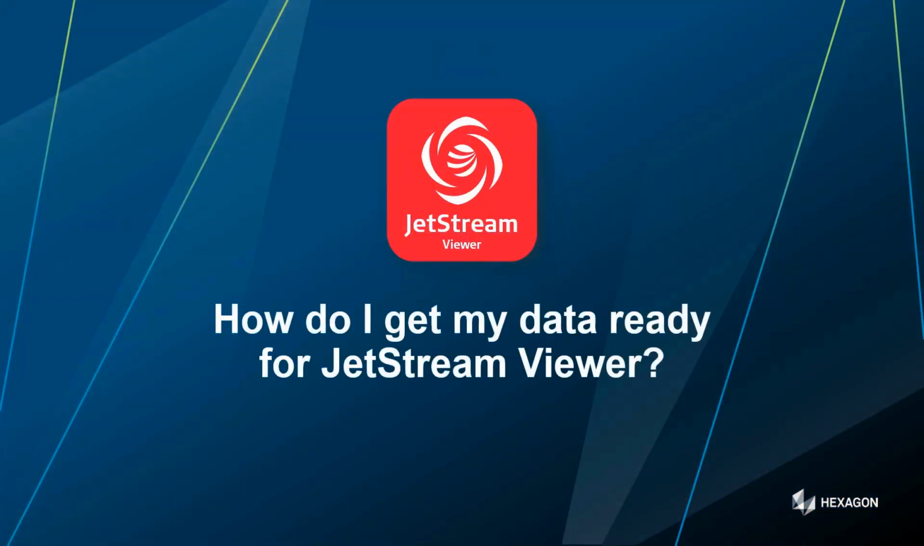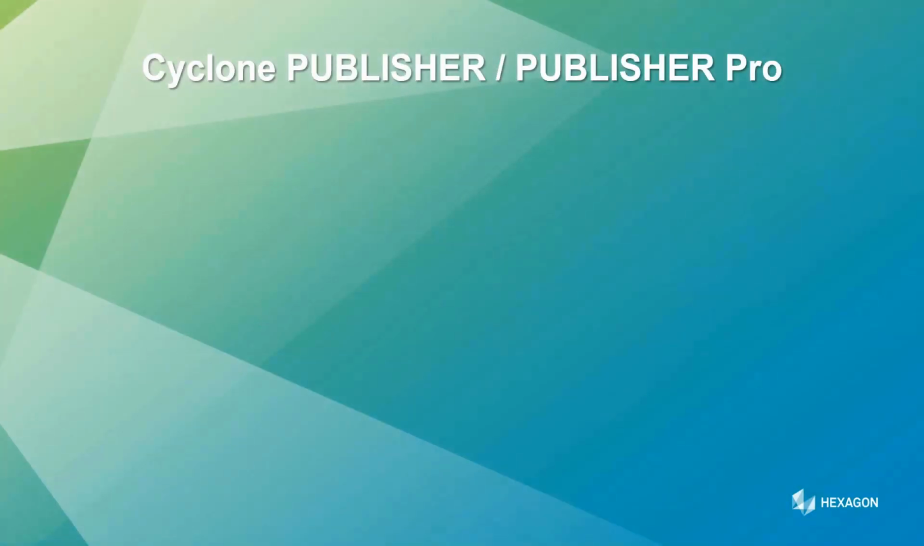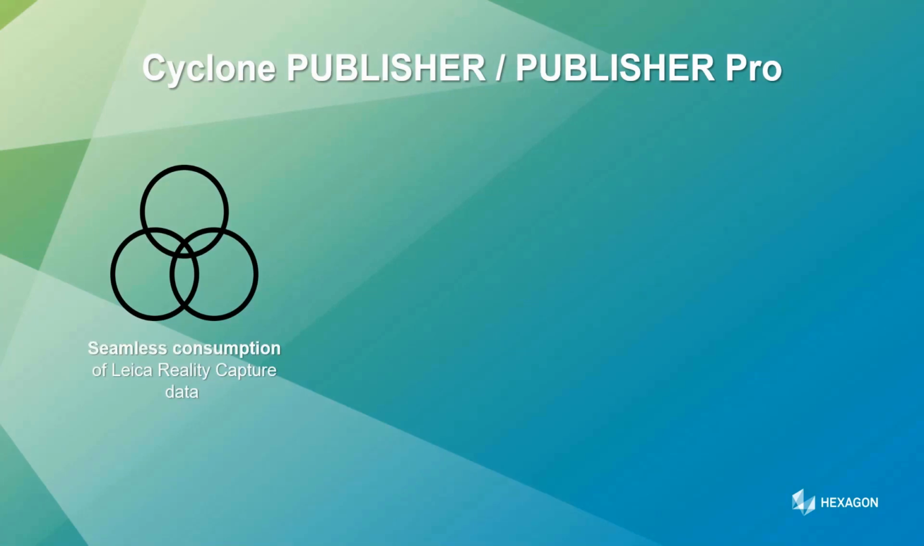So how do I get my data ready for JetStream Viewer? And this is where we go back to our cycle. So we're looking at the preparation and manage stage. We want to clean the data, we want to make sure the assets are correct, and then we want to get the data either pushed to JetStream Enterprise server, or we want to create an LGS file. And that is where Cyclone Publisher and Publisher Pro come into play. We want to provide for our users the completely seamless consumption of reality capture data from our solutions.